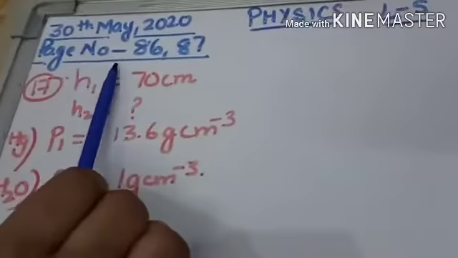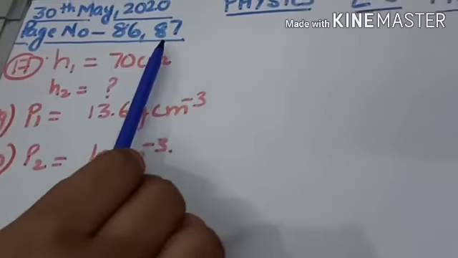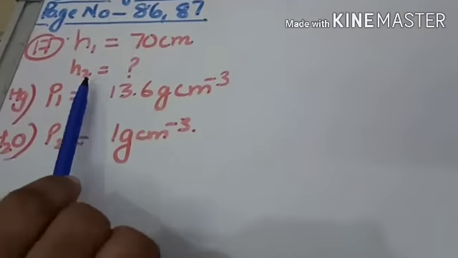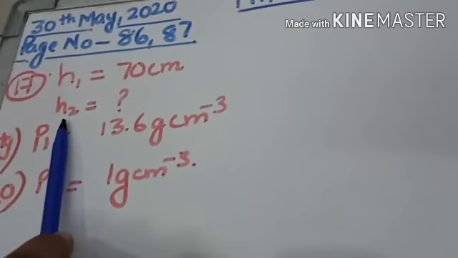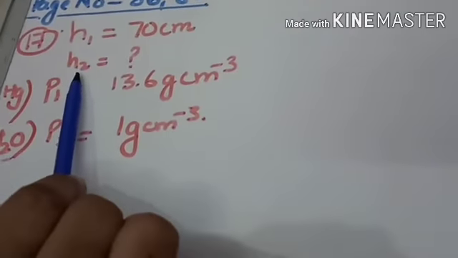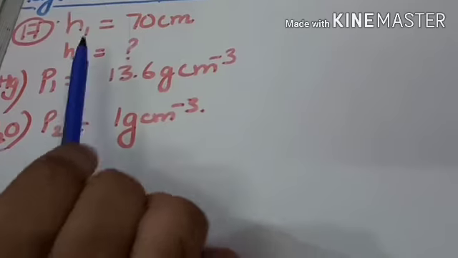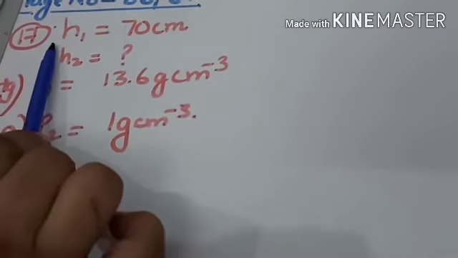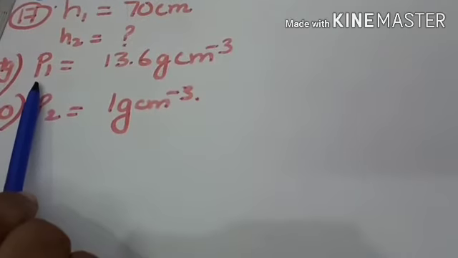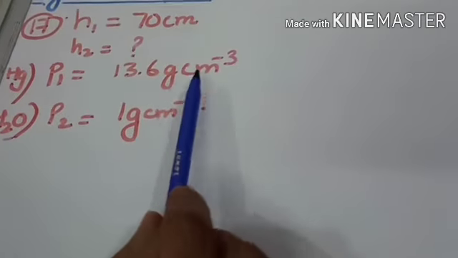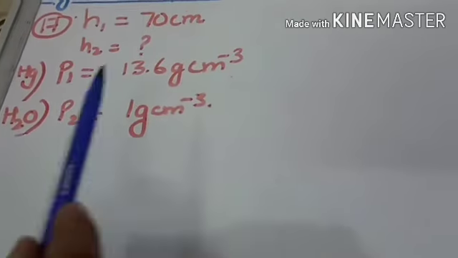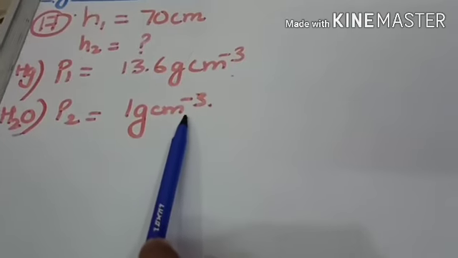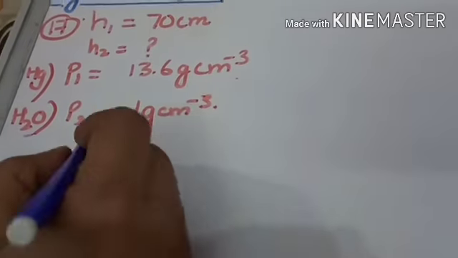It's given on page numbers 86 and 87. Question number 17. It says: calculate the height of the water column which will exert on its base the same pressure as a 70 centimeter column of mercury. The density of mercury is 13.6 gram per centimeter cube and the density of water is known, that is 1 gram per centimeter cube. So the pressure is given equal.